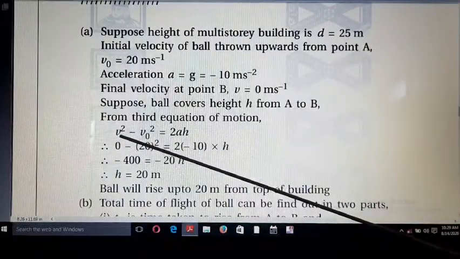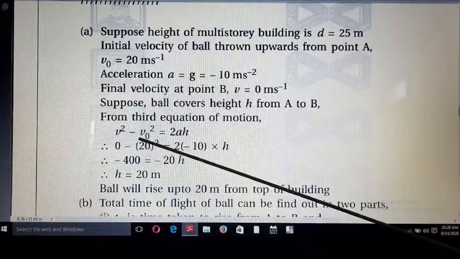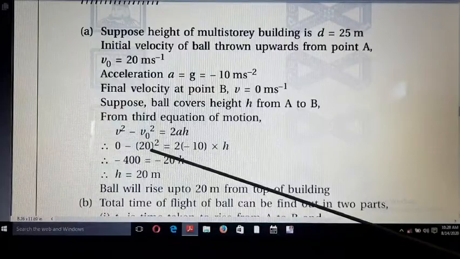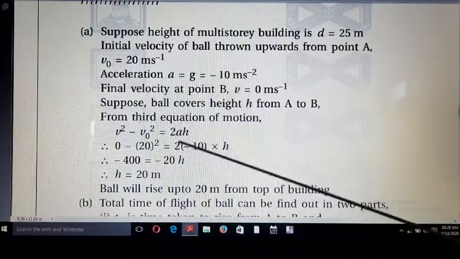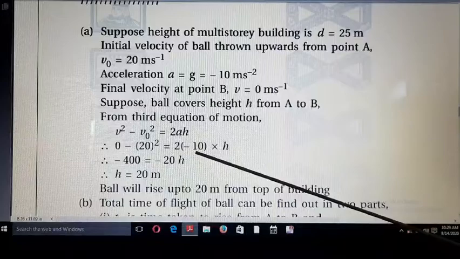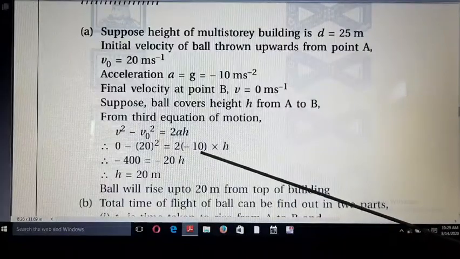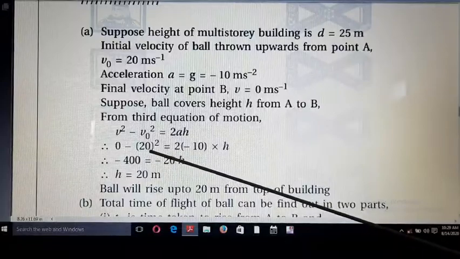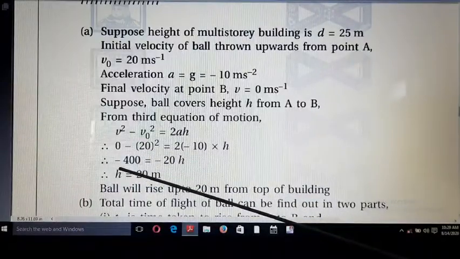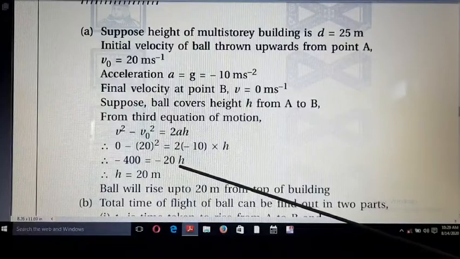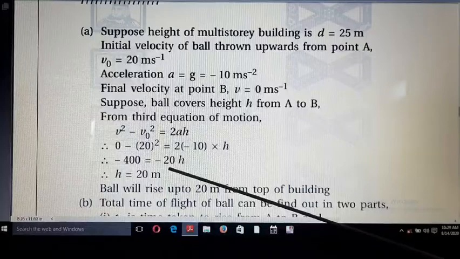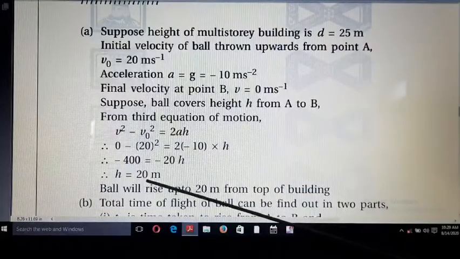Final velocity V is equal to 0. Initial velocity V0 is equal to 20. It is available. 2 as it is. Instead of a we can write down gravitational acceleration minus 10, and h. Friends, minus 20 square means minus 400 and minus 20h. Minus minus cancel on both sides. So 400 divided by 20, means h is equal to 20 meter.